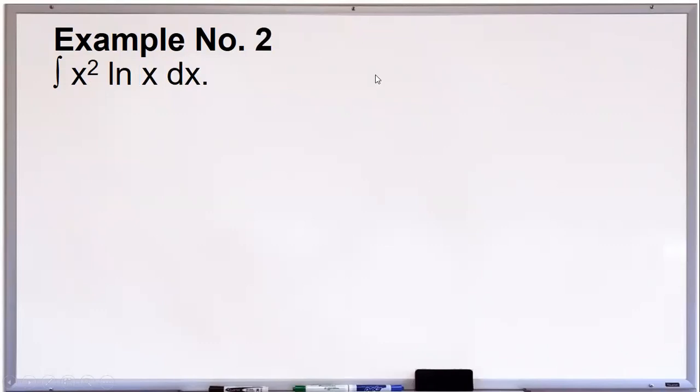Okay, ngayon, we're asked to integrate daw x squared ln of x dx. Okay, so try natin. So ito ngayon, apply, ano nga ulit, integral of u dv, which is equal to uv minus integral of v du. Okay, so ito yung ating gagamitin formula.